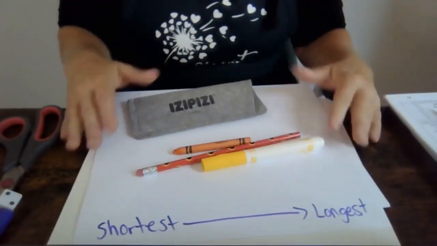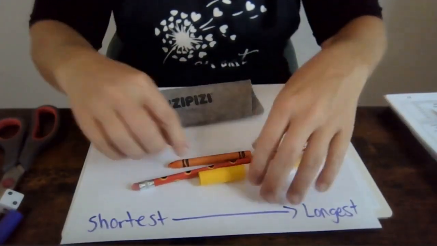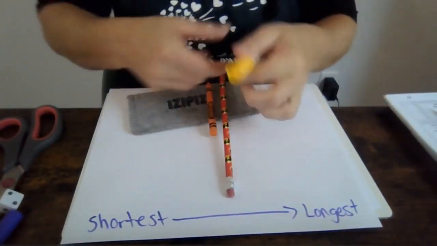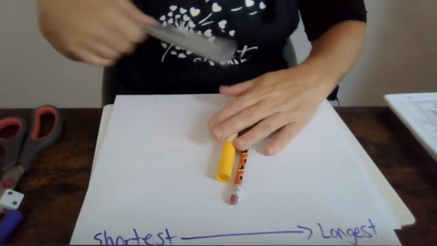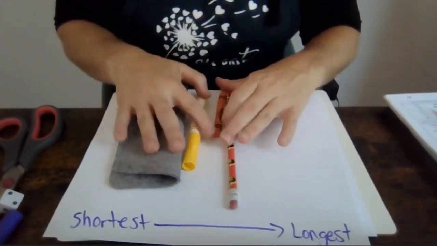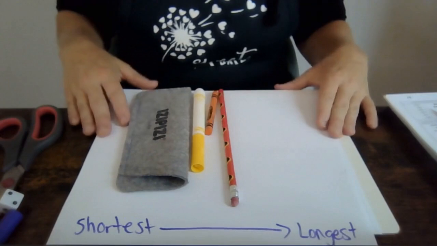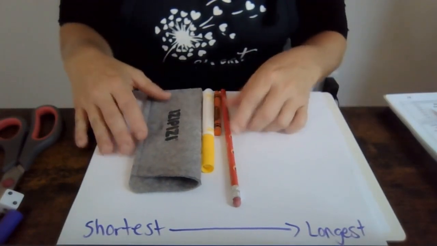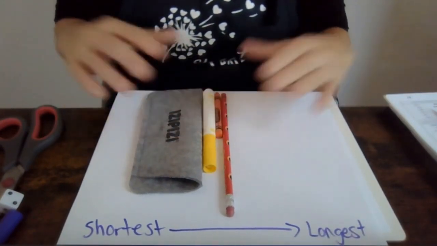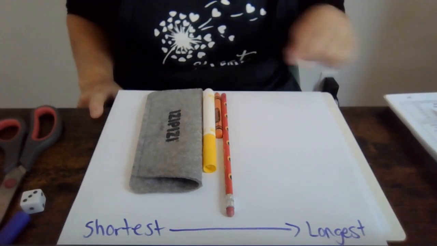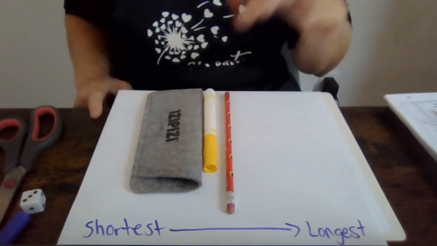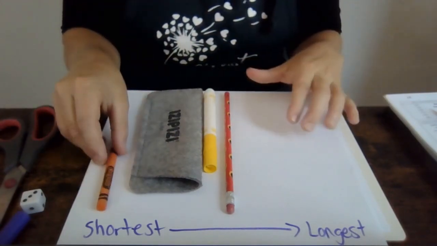And I'm going to try to order them shortest to longest like the video. So looking at these, I think it might be a good idea to put them all the same way. Because if we put them all the same way, then we can already see which one is the tiny, tiny, eeny, weeny one. So my crayon has to go first.